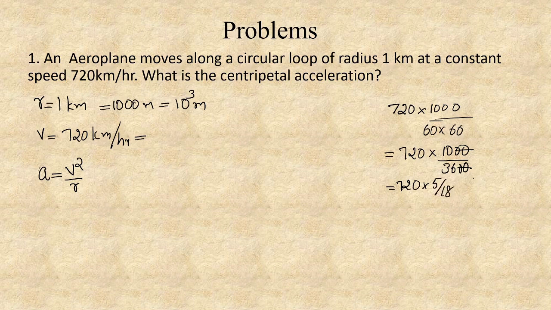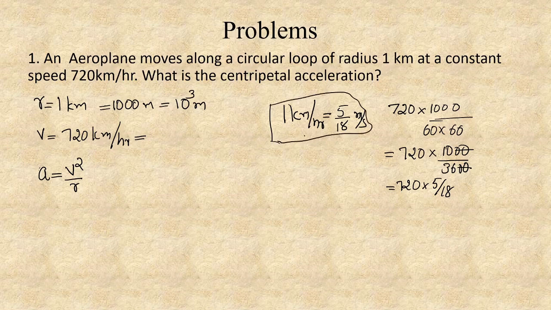Okay. So we can use this conversion formula, that is 1 kilometer per hour equals 5 by 18 meter per second. So this is the conversion formula that we can use in this type of problems, that is 5 by 18. So we can convert kilometer per hour into meter per second by simply multiplying by 5 by 18. So we can use this formula, 720 kilometer per hour, 720 into 5 by 18. So you can do this one.